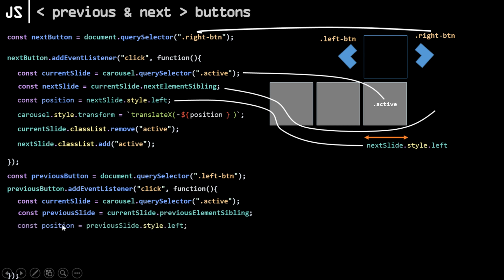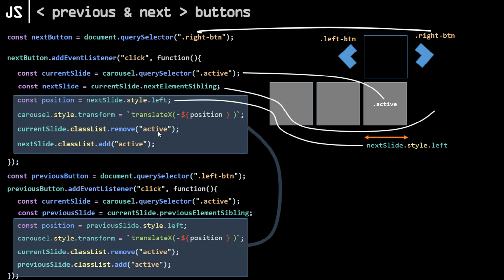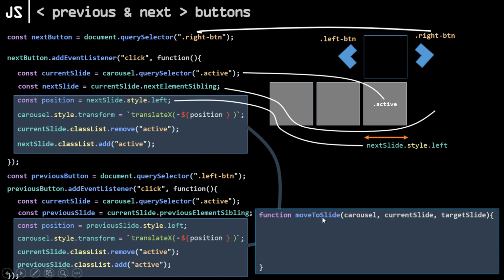And also we need to calculate the position of the previous slide. And after that, I will just update the transform property of our carousel. Again, we need to toggle the active slide between the current slide and the previous slide. And now our code here will work just fine. The only problem here is that these 4 lines of code are much the same as the ones before. So when you have repeated code, it means you need a function. I'm gonna call the function move to slide.